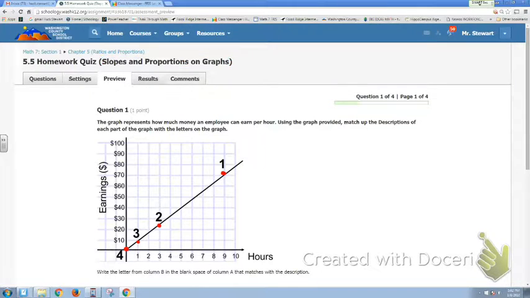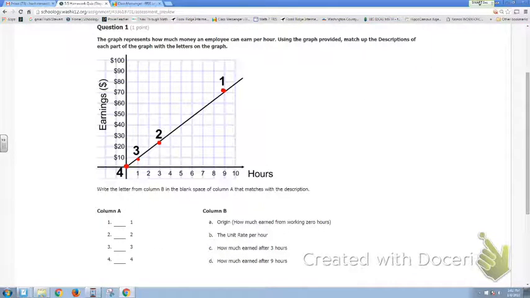So we haven't really left this idea of proportionality. We're now just putting it on graphs so that we can understand proportions visually. And so this first question is reading and asking you, the graph represents how much money an employee can earn per hour. Doesn't that sound like a unit rate?